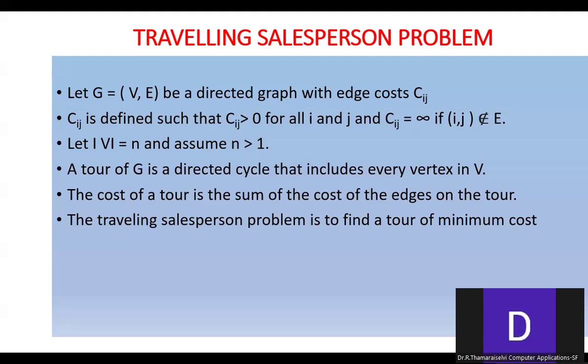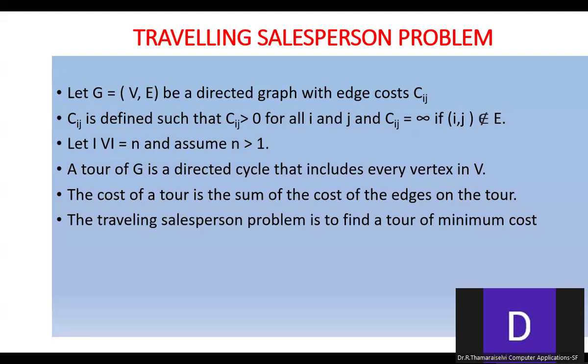And let mod of V be equal to n. So the number of vertices is equal to n. And assume n is greater than 1. Of course, n should be greater than 1, then only this problem exists. If there are no cities, there is no problem. If there are n cities, there is a problem.